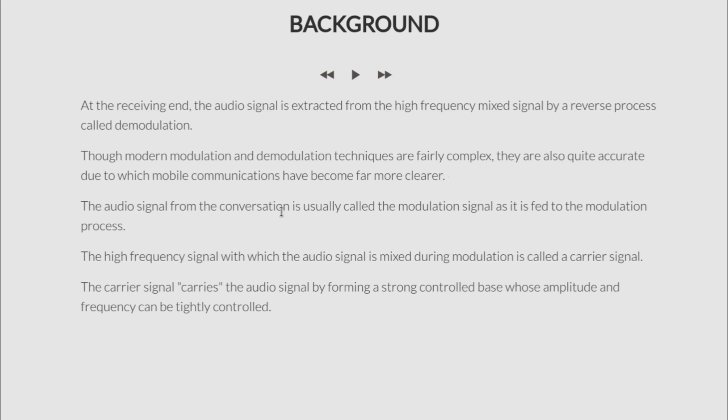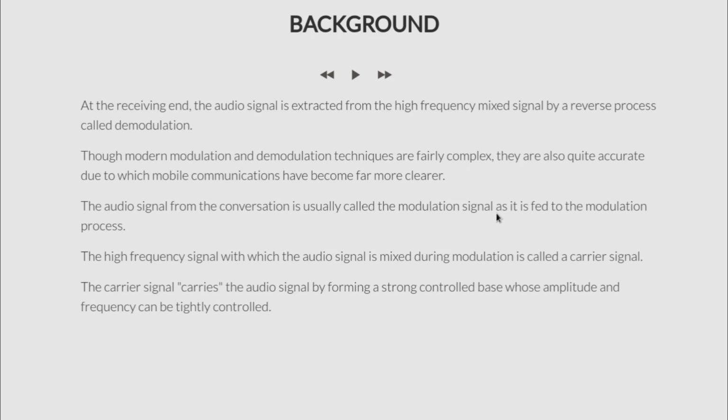So with this, let's establish a few definitions. Now, this audio signal from the conversation, which we are now trying to transmit, is called the modulation signal. And this is fed to the modulation process. So it is the input to the modulation process. Right? We call it the modulation signal.